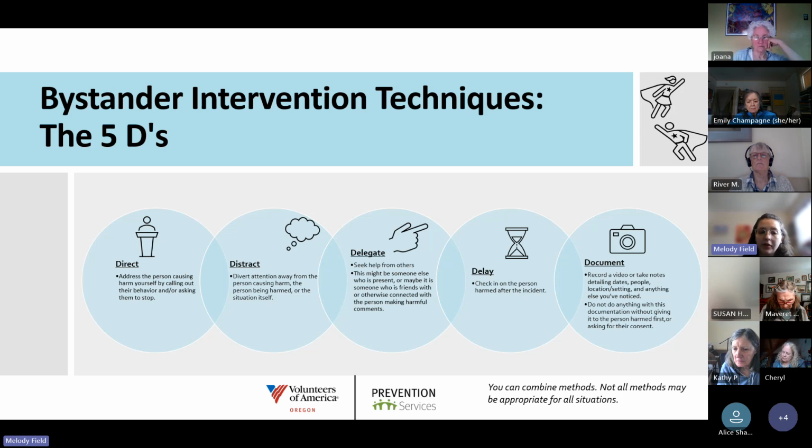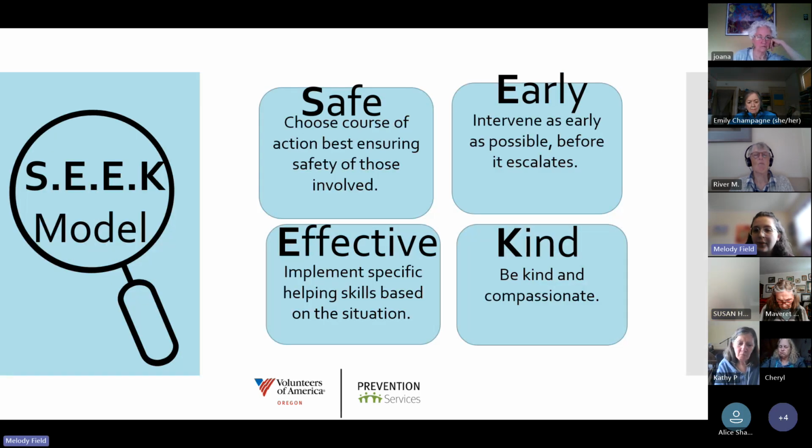But with documenting, we do want to ensure that when folks are documenting, not to give it to anyone else without asking for consent by the person that was being harmed. And we'll have a chance to practice the 5Ds.